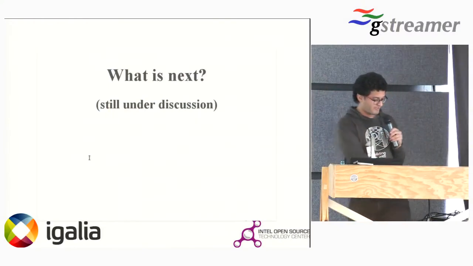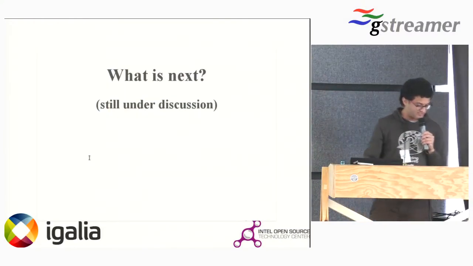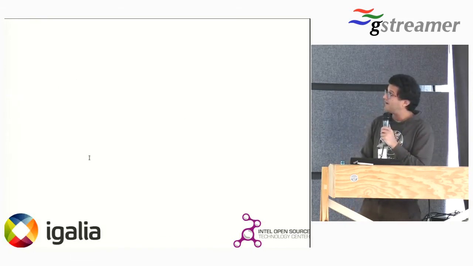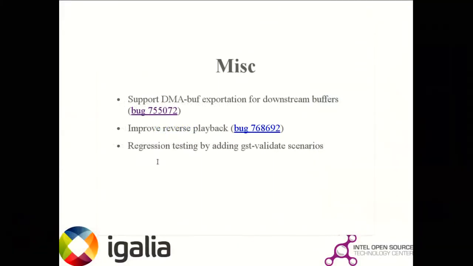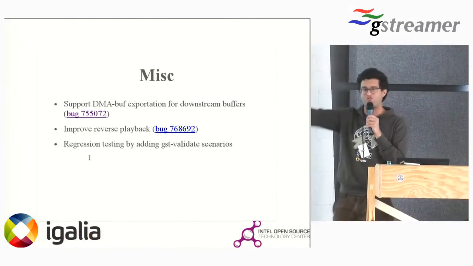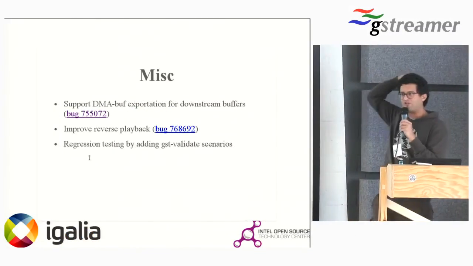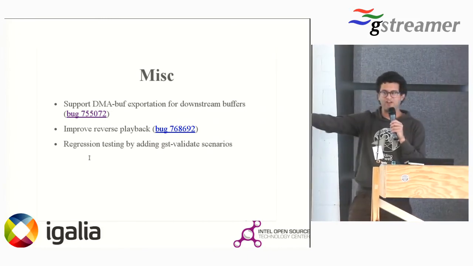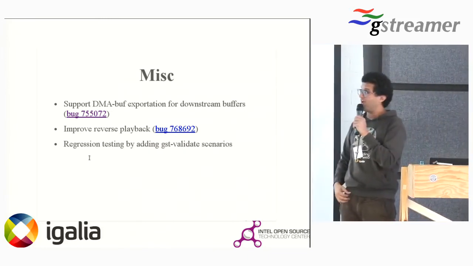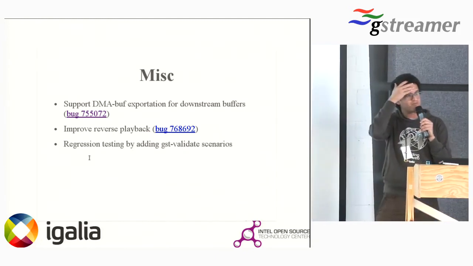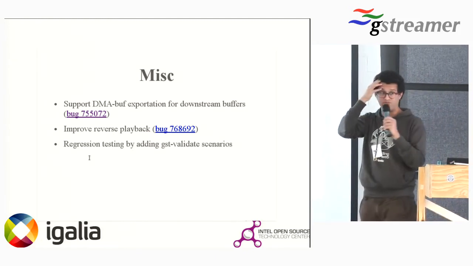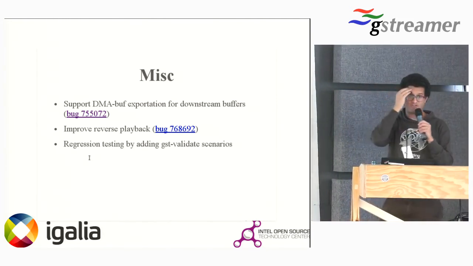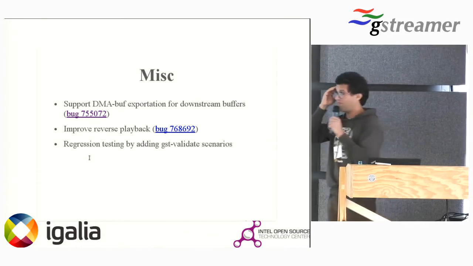So what's next for the next year? What are the plans? This is still under discussion, but this is more or less the plan. We have to support the DMA-buf exportation to downstream. We have support for upstream, but we want to share the DMA-buf instead of mapping the surface memory to the downstream. This is something that Julian has been doing and is ready to merge. She has to fix some APIs and stuff, but it's ready to merge in 1.11, so it will be great.